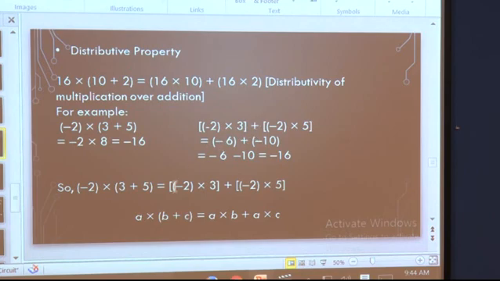In short, we can say that A into (B plus C) means I have to multiply A once to B, so it is A multiplied by B, and I have to multiply A once to C, so it is A multiplied by C. So what am I doing? I am distributing A once to B and again distributing A once to C. In short, you have to remember this formula and solve very similar examples of the distributive property.